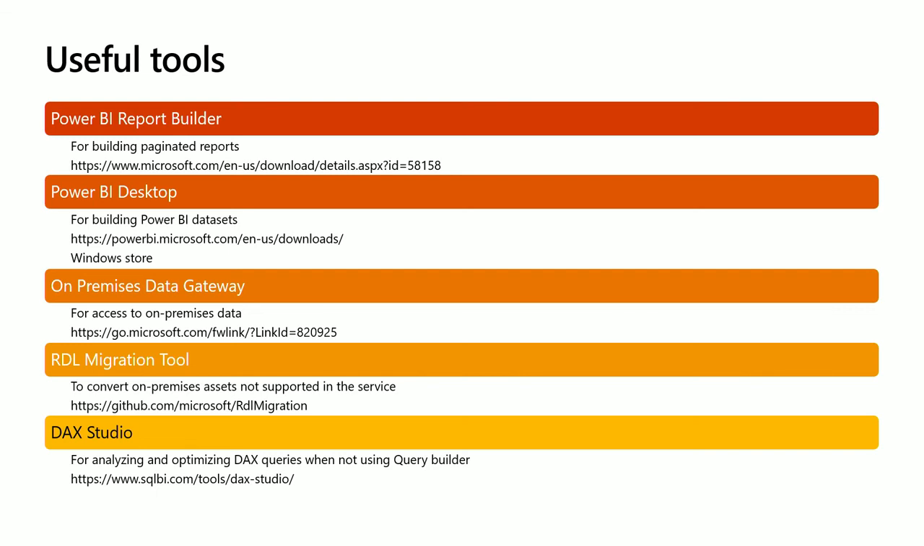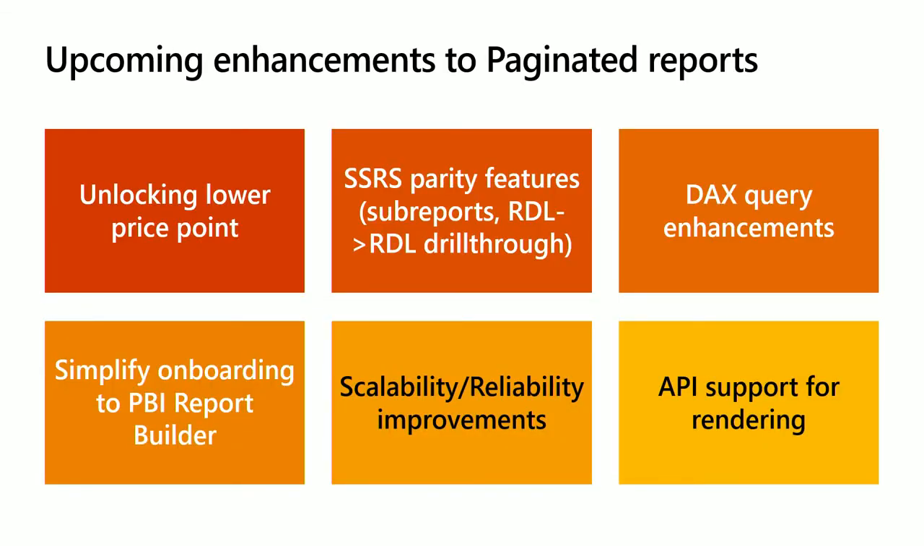There is a tool that's out there in GitHub called the RDL migration tool. If you've got on-premises RDL files and you need to migrate them up to this, you can use this tool, and it'll take things like external data sets and embed them in reports so that it will be compatible with the service. And I mentioned it already, DAX Studio is a great tool for analyzing DAX. So if you want to really optimize things, you can use that.